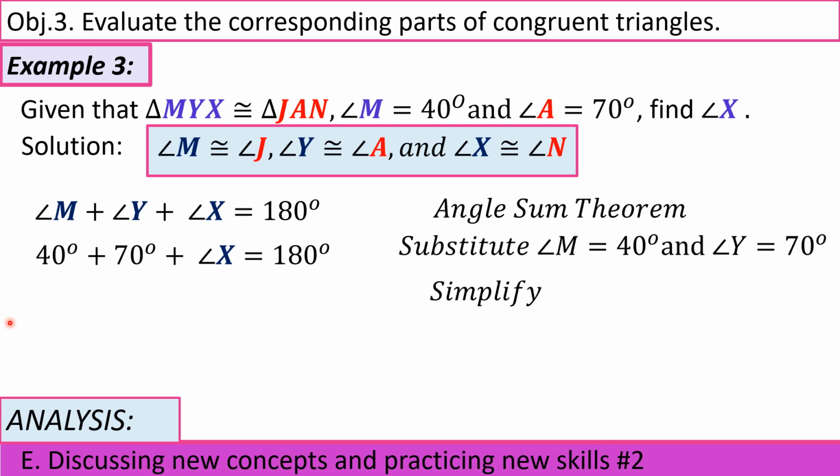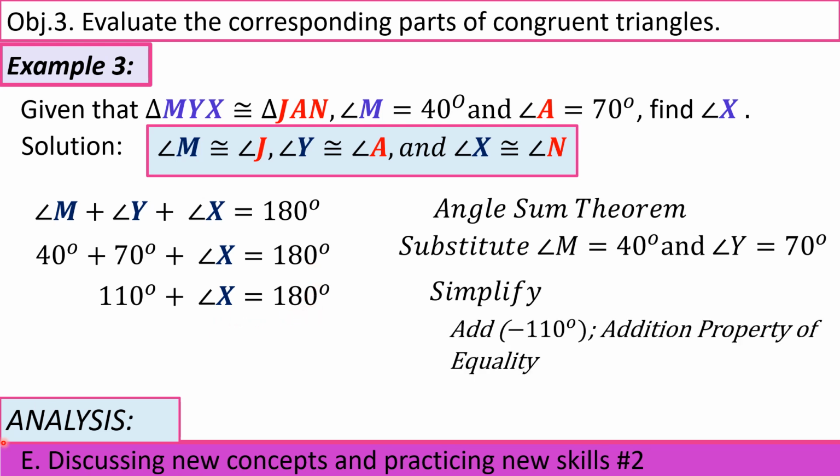Then we're now going to simplify. 40 degrees plus 70 degrees, that is 110 degrees, plus angle X is equal to 180 degrees. Now, we are looking for the value of our angle X. So, how are we going to find its value?